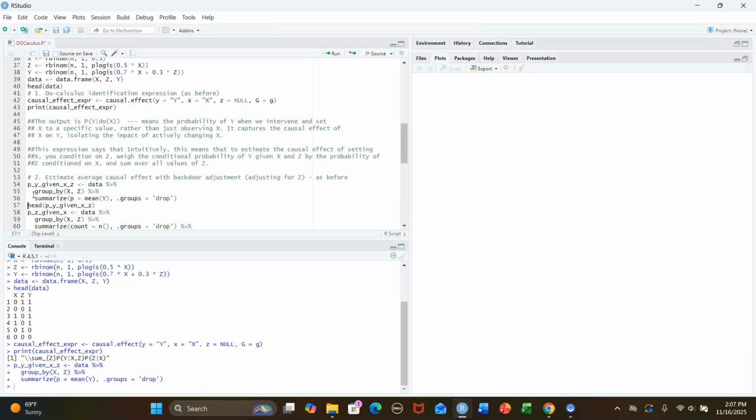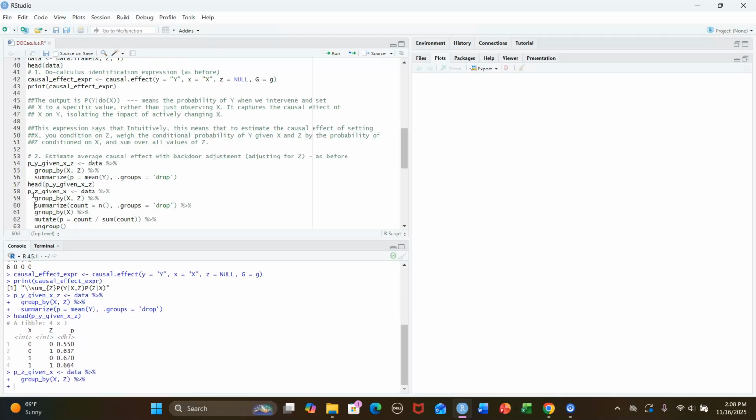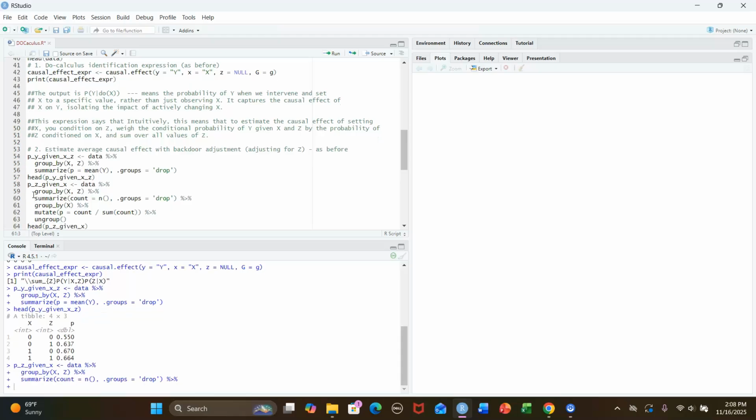And then you want to take a look at this object, it looks like that. Okay, so it's a data frame there. And then we want to calculate P probability of Z given X. So data feed into this pipeline group by X, Y, Z. And then for each combination of X, Y, Z, we summarize the total count in that combination and then return it to a normal data frame.